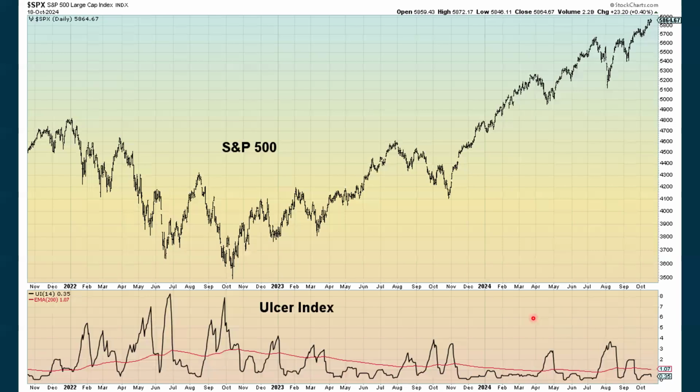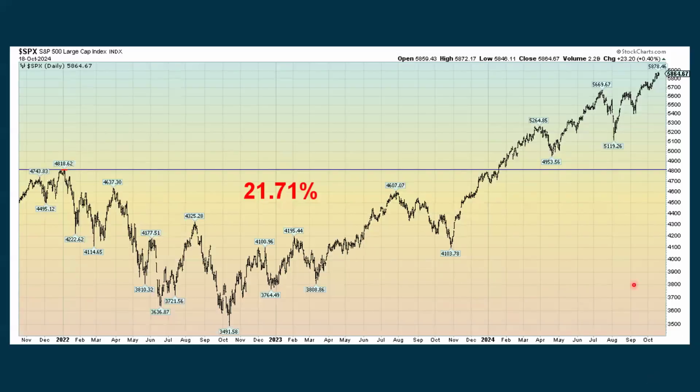We look at the Ulcer Index, which also tries to measure fear. This is still below the moving average, so I haven't been including that chart. We are 21.71% above the previous all-time high that was set in early January 2022. And the market has really had a strong run after going through 2022 and then finally bottoming and going up from that point.